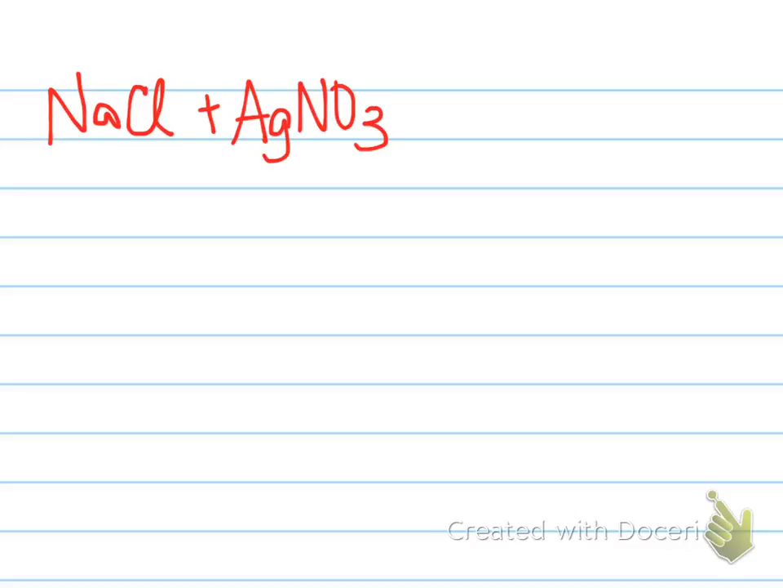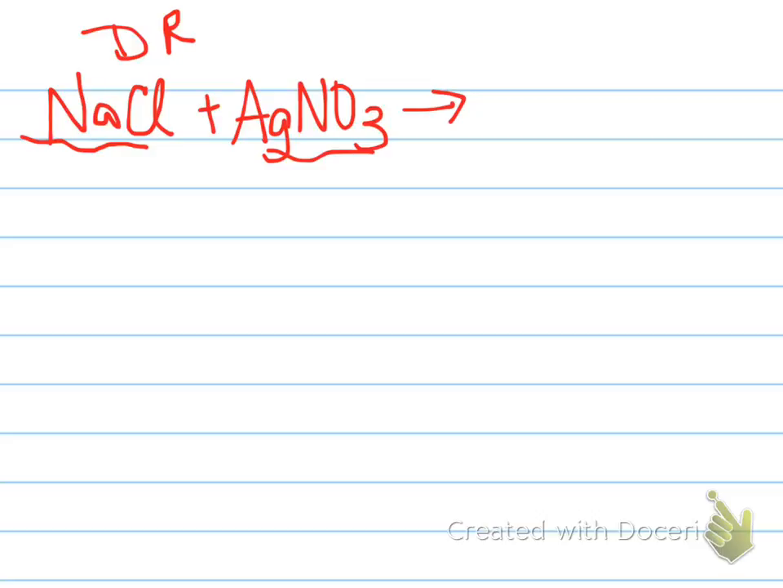Okay, if you were to put these two together and I asked you to predict the products, which I will ask you to do, you first must recognize, hey, this is a double replacement. How do I know? I have two compounds that I'm beginning with. There's only one kind of reaction that begins with two compounds, and that's double replacement. No other kind starts with two compounds. So this is a double replacement.